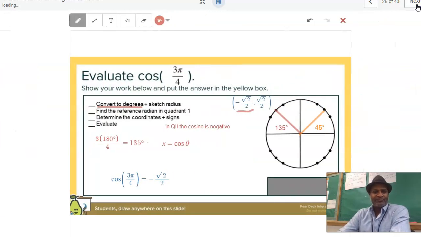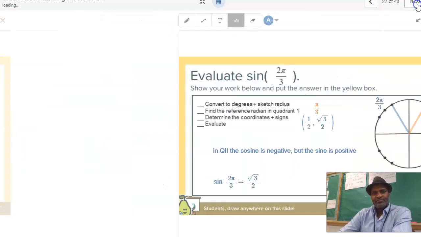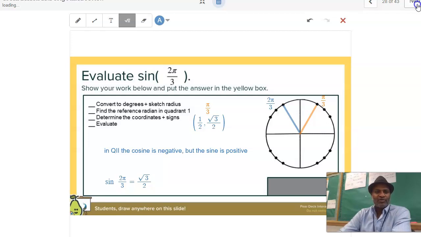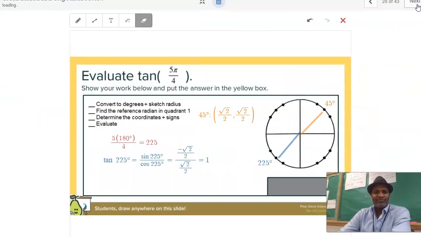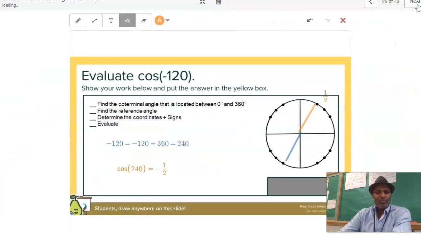Okay. All right, here is evaluate. This time you can evaluate it in radians. Okay. More examples. All right, another example. Remember the tangent is the sine over the cosine, or it's the y over the x value. Okay. Remember when you find coterminal angles, you've got to add either 2 pi or 360 depending on whether you're dealing with degrees or radians.